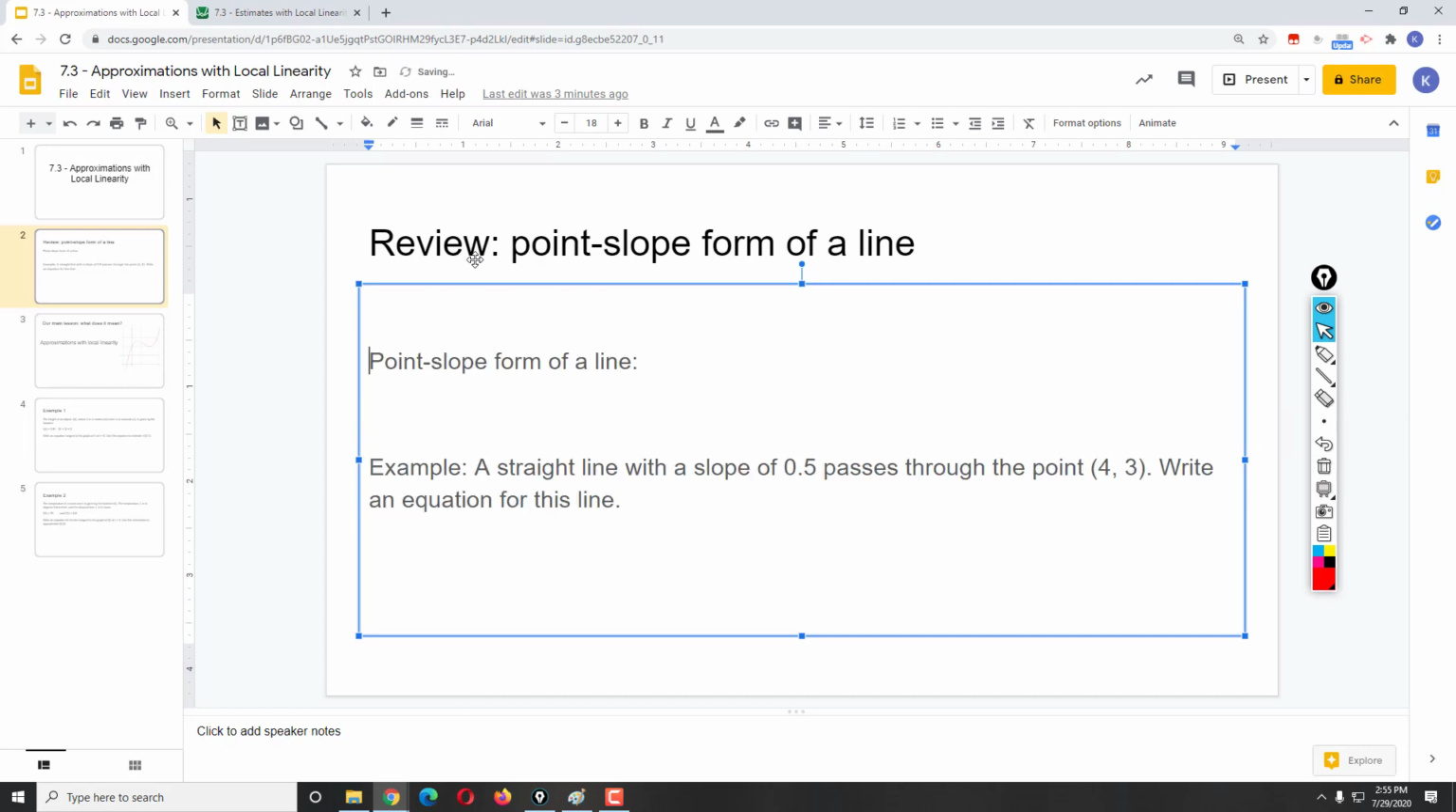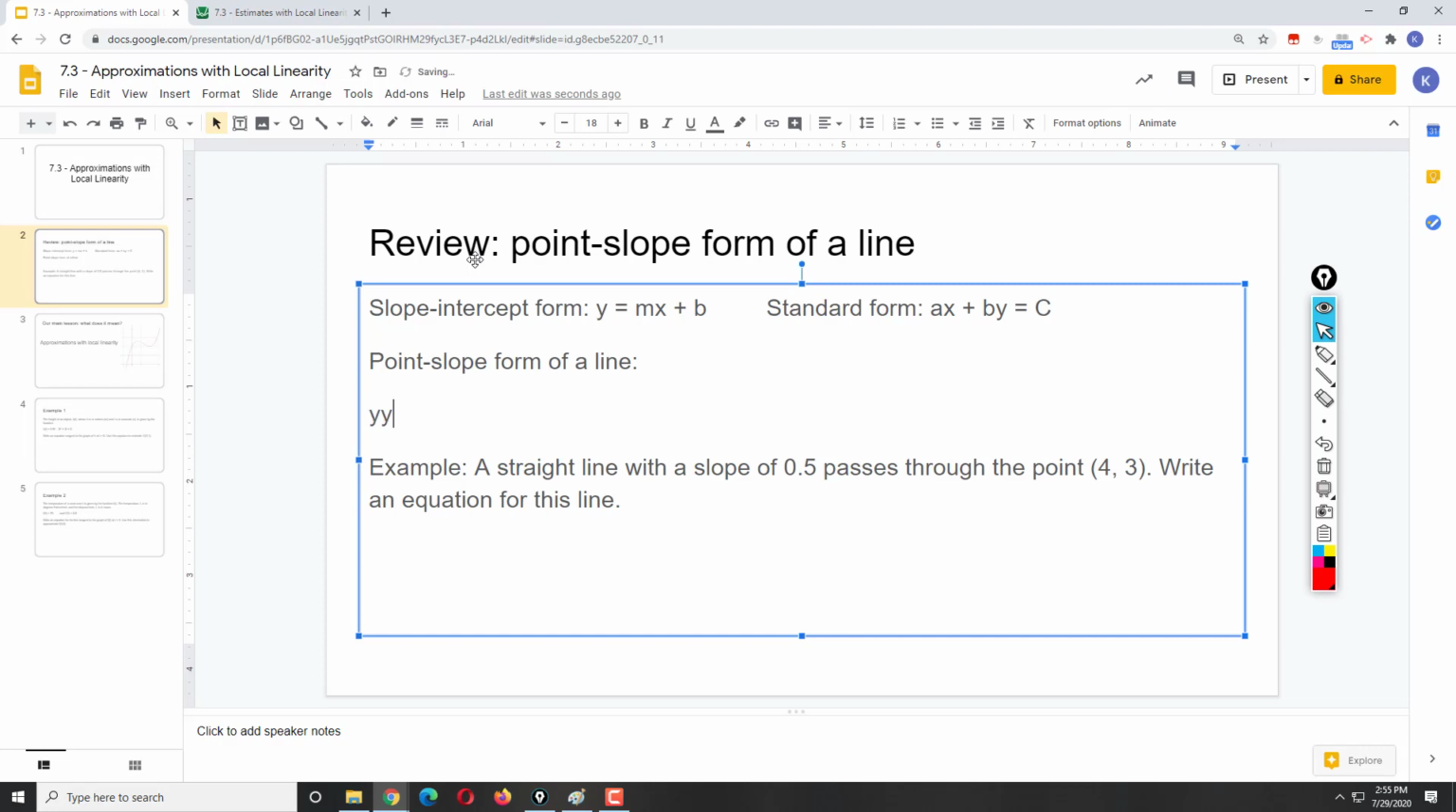Remember that we have the slope-intercept form, y equals mx plus b. The standard form of a line looks like ax plus by equals c. Well, there's another form of a line that we use commonly. That's the point-slope form. It looks like this.